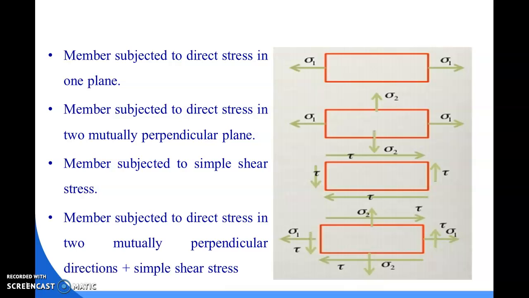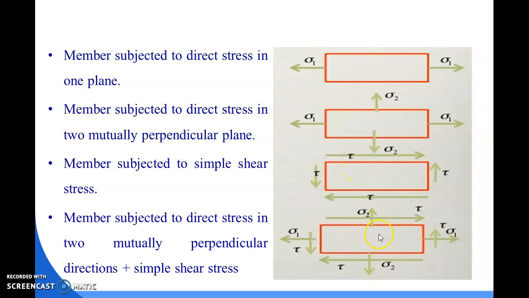In the first figure, it is subjected to one plane and one kind of stress in the x-axis only. So the stress is known as sigma 1. And the second case is, here the stress is applied on both mutually perpendicular planes. That means one is your x-axis plane and the second one is your y-axis plane. Then in the third figure, the object is subjected to only shear stress. That means here you can see only tau is there. Here sigma 1, sigma 2 are not provided, only shear stress is applied.